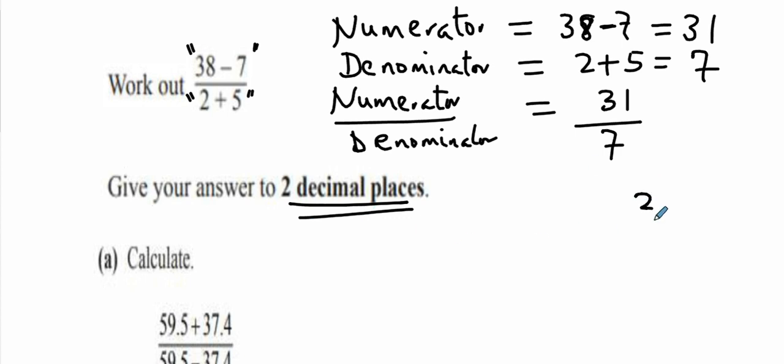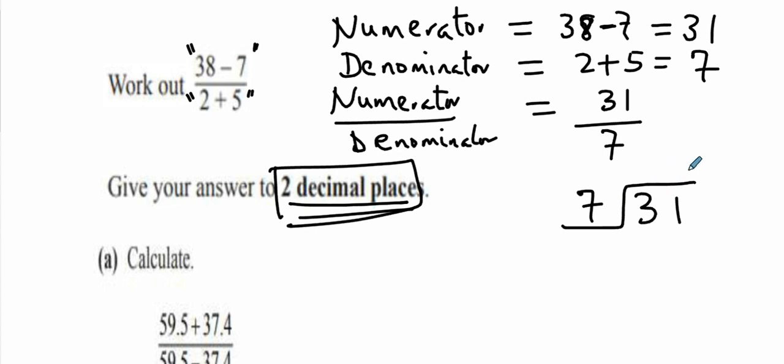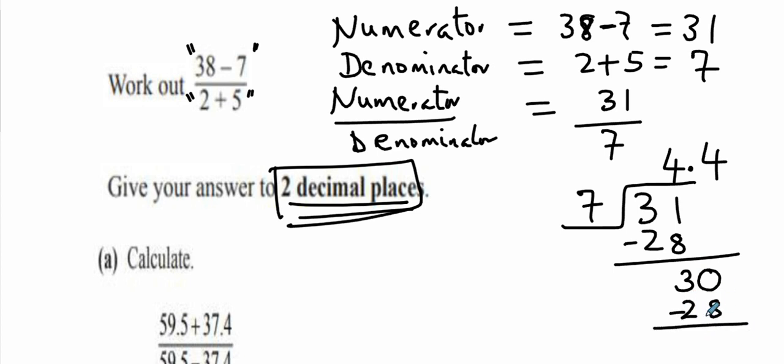So you do the long division method. 31 divided by 7. 3 divided by 7 is not possible. Here they need 2 decimal places, so we divide and stop at 3 decimal places, then we round off. 31 divided by 7, this is 4. 28, minus, the remainder is 3. Put a decimal point here. That becomes 30. Put 4. This becomes 28. Subtract. This becomes 2. Then that becomes 20.